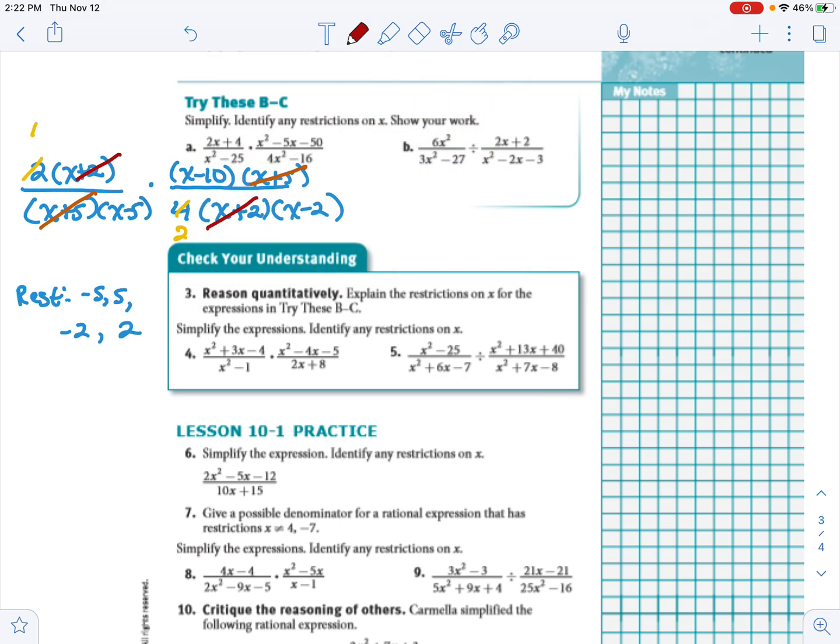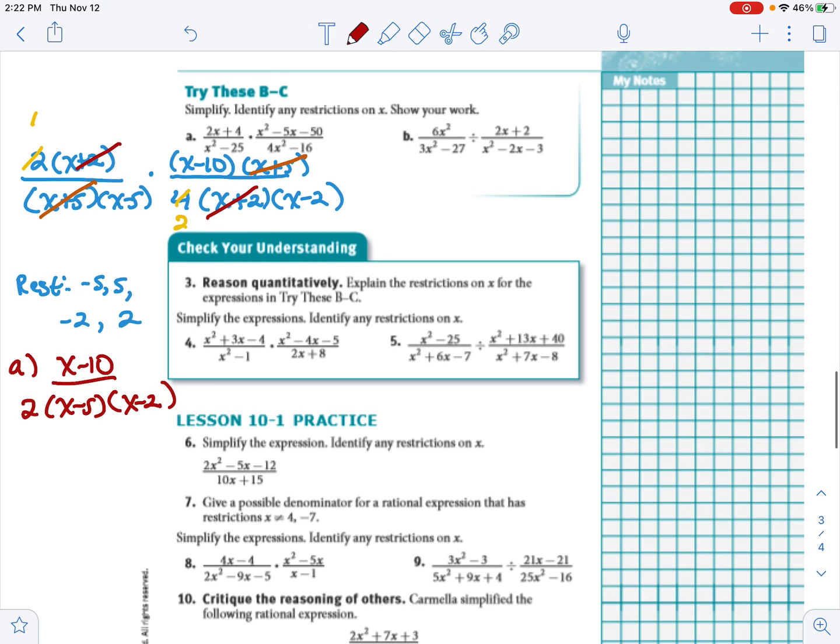So my final answer for A, across the top I have an x minus 10 still. Everything else was canceled. And across the bottom I have a 2, we'll write that in front. I have an x minus 5, and I have an x minus 2. Okay, and that will be the answer to part A. So that's how you do a multiply problem.